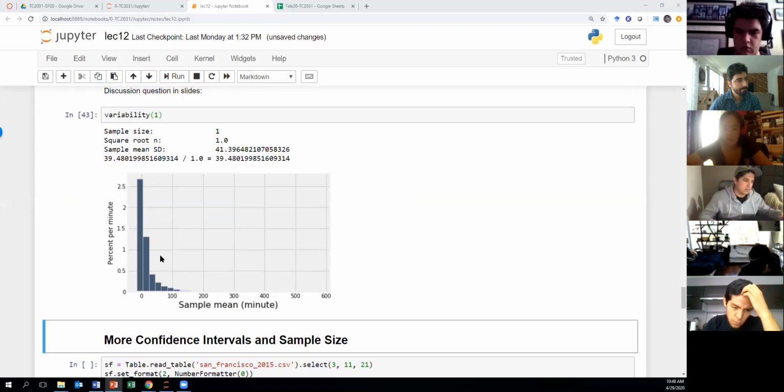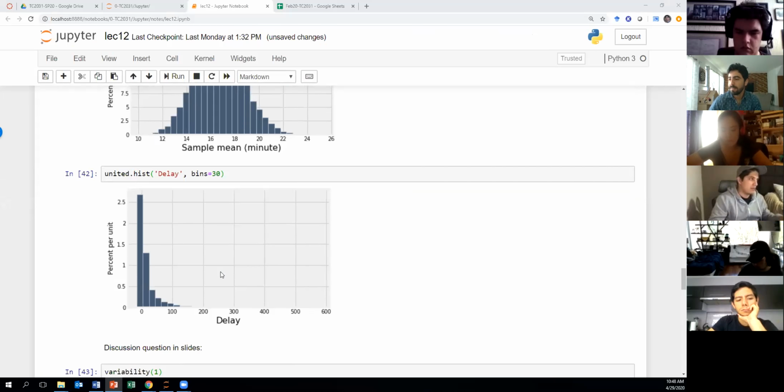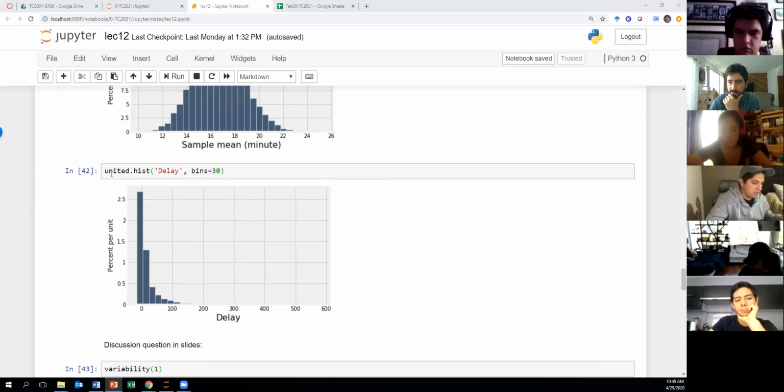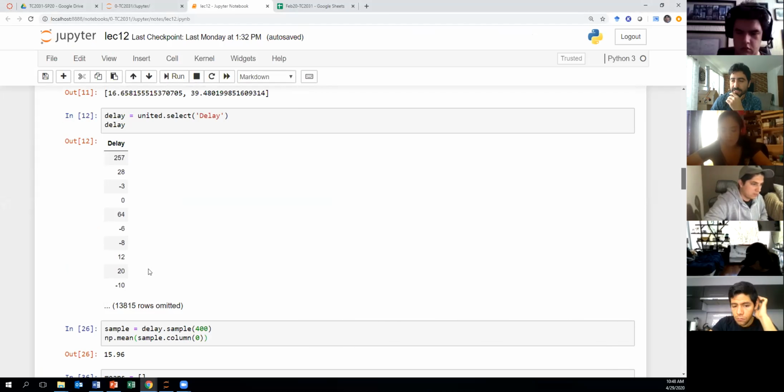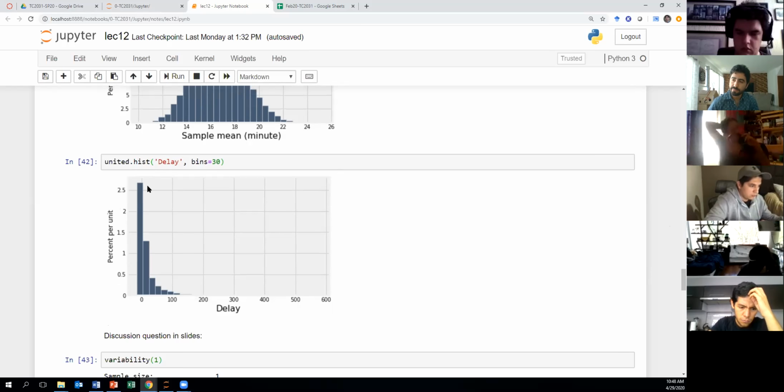And why do we see exactly the same distribution? Because this is my original population, the United table. If I show you the table, this is the delay table. I take one sample, come back again, take another random sample, come again, another random sample. Because I'm doing that 10,000 times, all those numbers add up to the same distribution. Is that clear? Or is there any question?